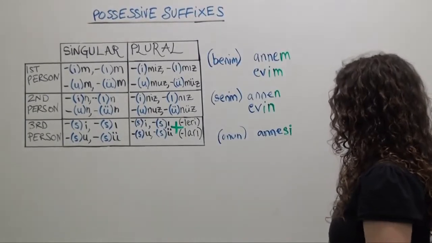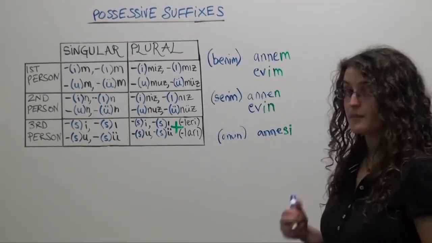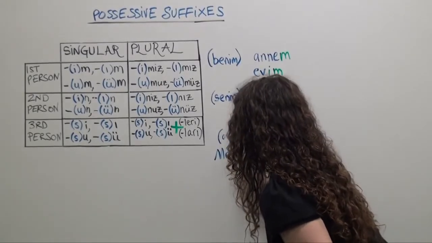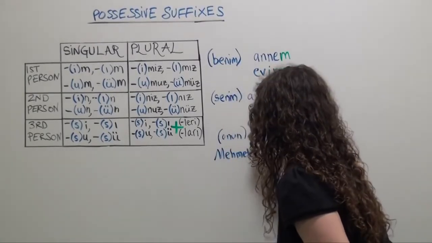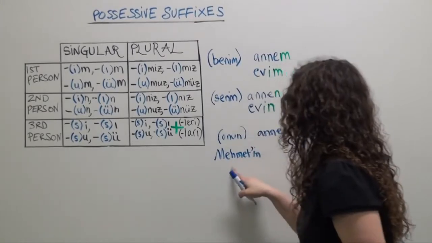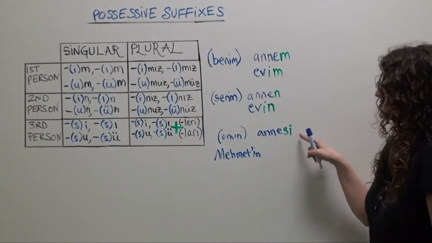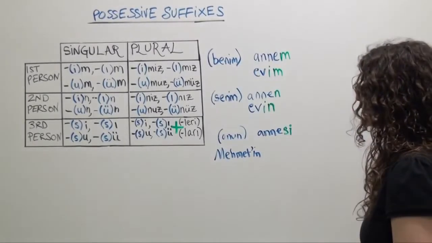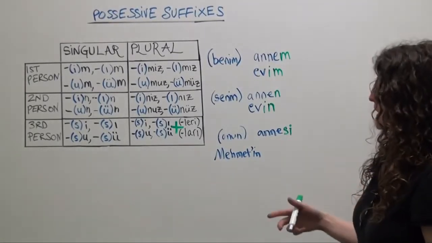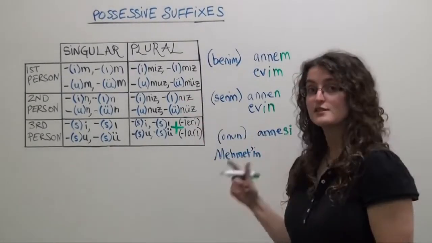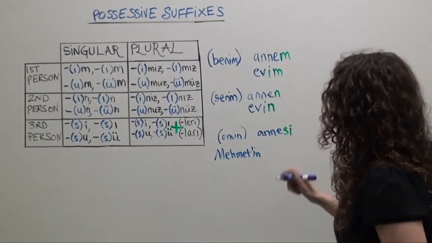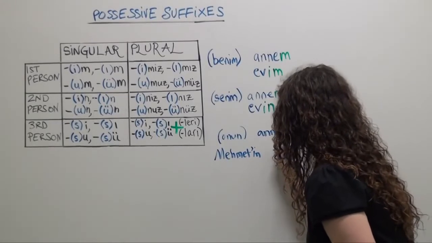So, for example, if you want to say it's Mehmet's mother, you could have Mehmet in the genitive, Mehmedin. Mehmedin annesi, Mehmet's mother. Let's see what happens when we attach a third-person singular possessive suffix to a noun that ends in a consonant, okay? So we'll use our standby, ev, house, okay?